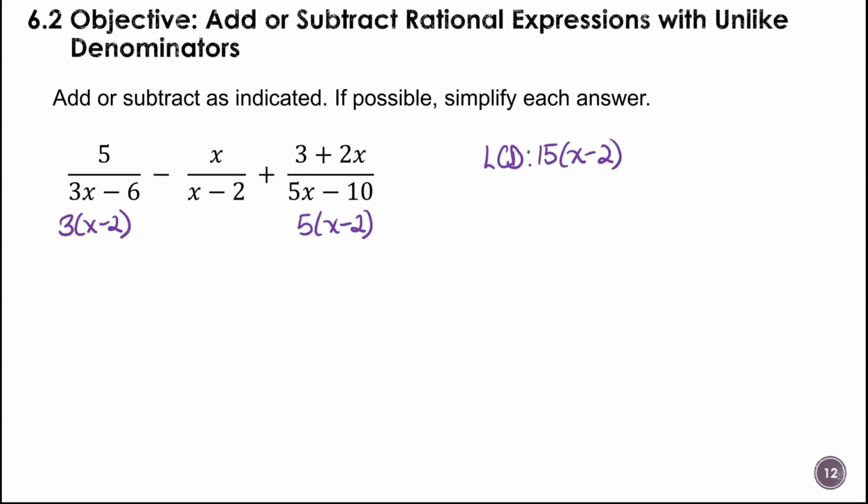All right. So let me rewrite this. I have a 5 over 3 times x minus 2. And then I'm going to write this as a plus and put my negative with the x so it doesn't get lost. And I'm putting that in parentheses because I'm going to be multiplying that by something. I'll go ahead and write that as 2x plus 3.